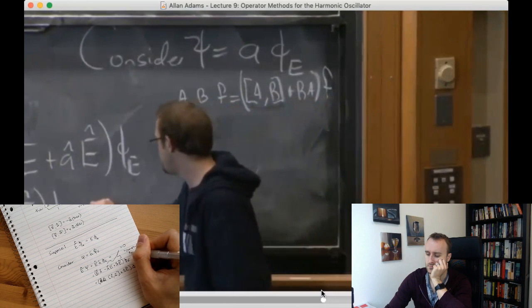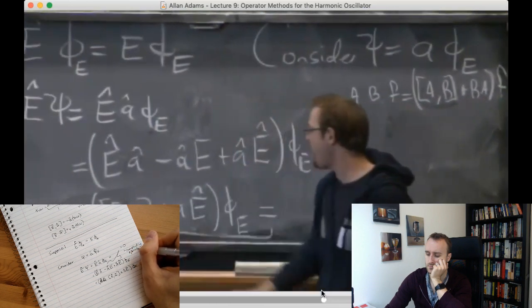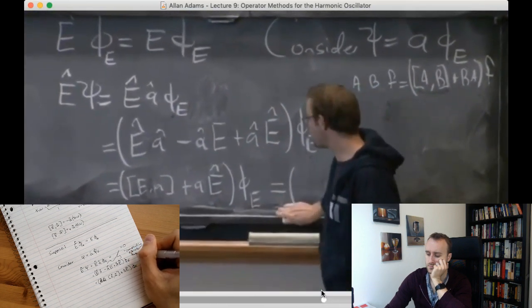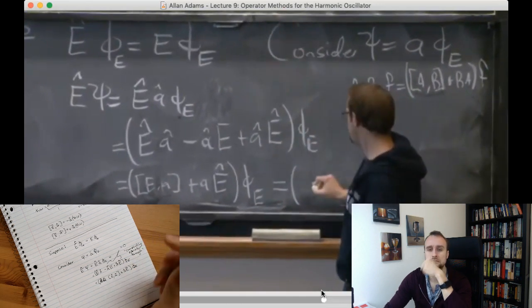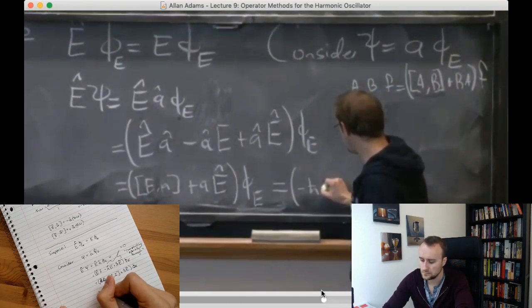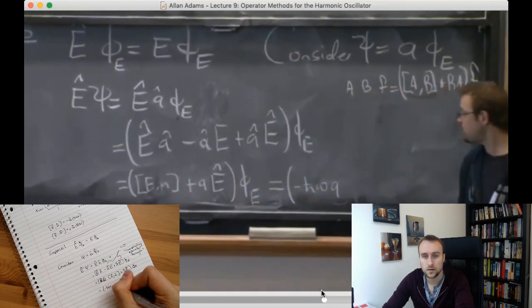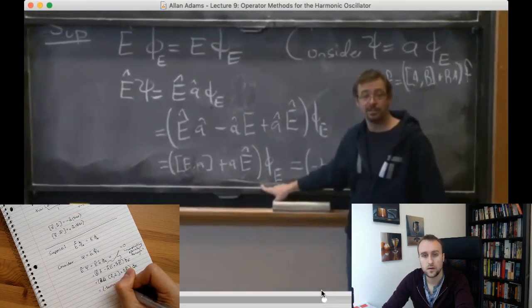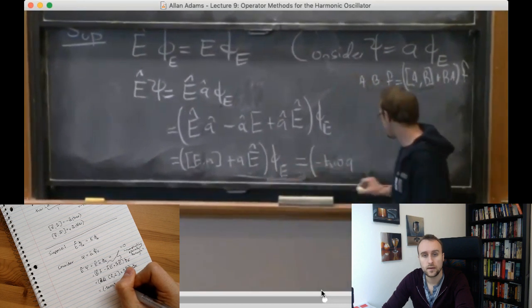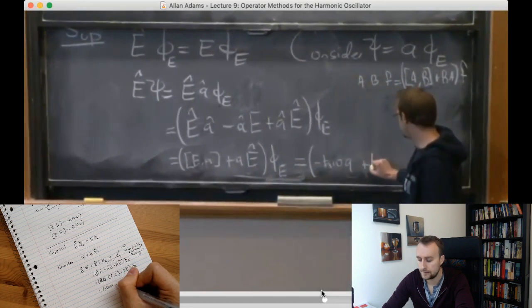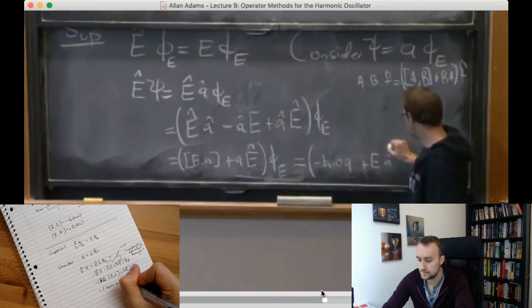Now let's see why. Here, what's the commutator of E with A? Oh, we just did that. It's minus h bar omega A. And what's AE on phi E? What's E on phi E? E, right, exactly. Plus E A on phi.